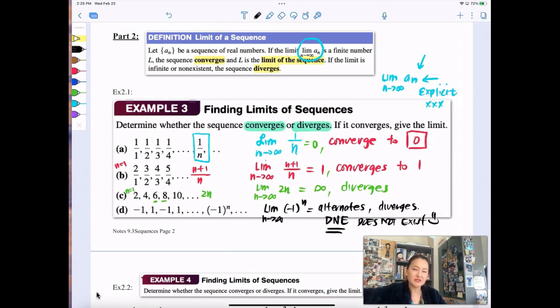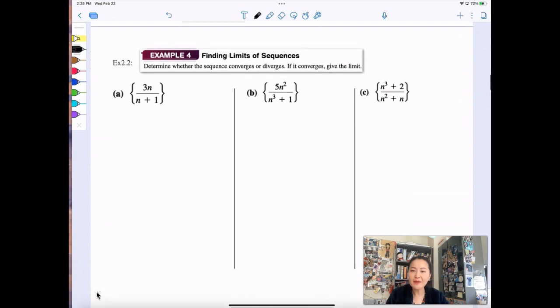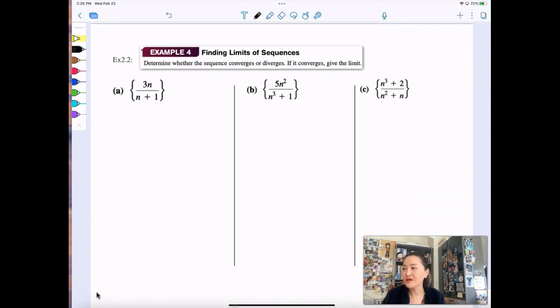Any of these concepts is a little bit abstract. So if you have any questions about it, please ask me in class, okay? Let's go to the next 3. How about you try these on your own? Okay. If it converges, give me the actual limit. The limit is a constant number, like a number, right? And then if it doesn't, let me know if it diverges or converges.